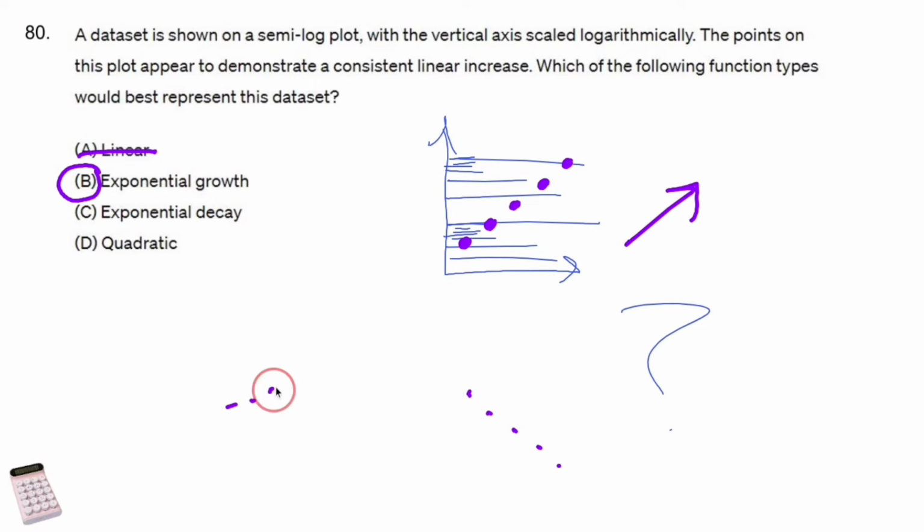If these dots look like this, then we don't have exponential growth or exponential decay. And you're thinking, but it looks like exponential growth. I know, but if it's graphed on a semi-log plot, it's not, because everything is scaled differently. So it's not quadratic. That's just a throw-in option that I gave you. But it's either going to be exponential growth or exponential decay. And in this case, it's exponential growth.